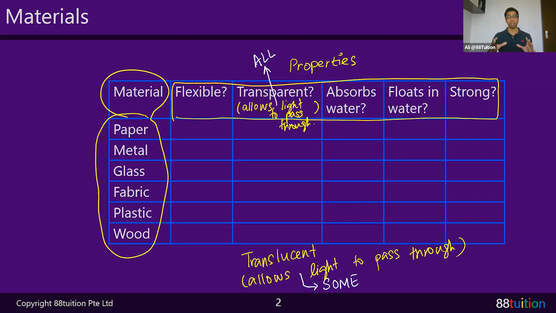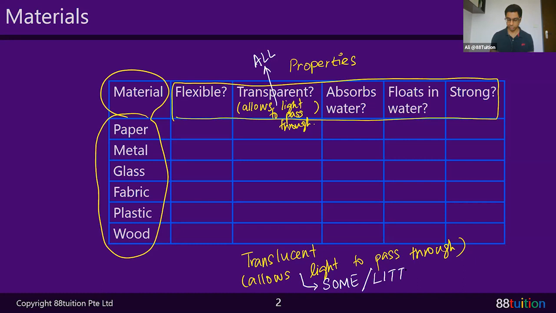That's why I'm saying this is not the exhaustive table. Sometimes in the exams, we will give you translucent. Then you must know it allows little. Thank you, Dash. You said little as well, little or some. So that's the difference. You must know the difference.